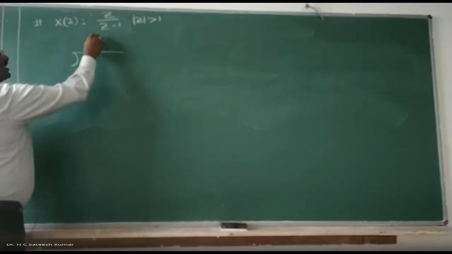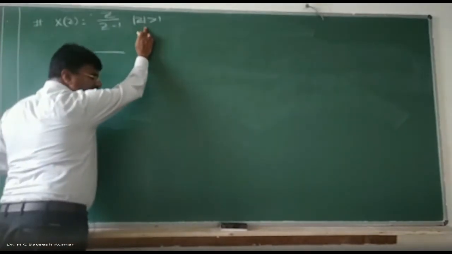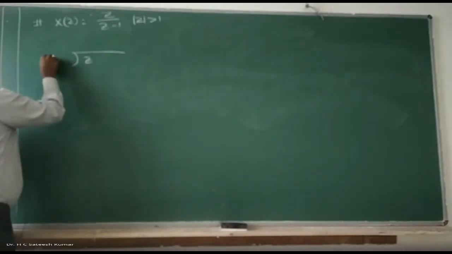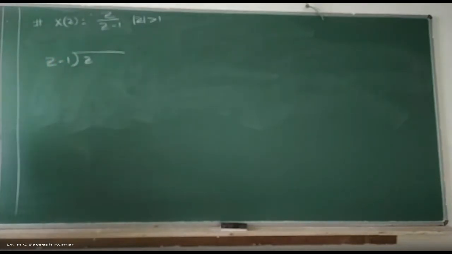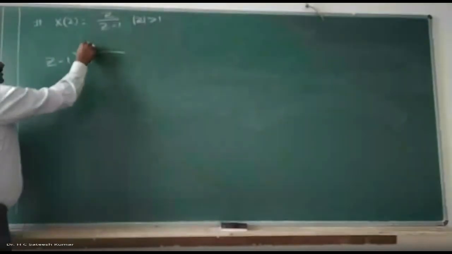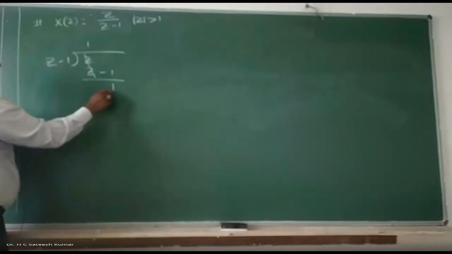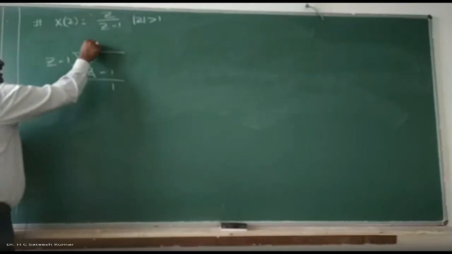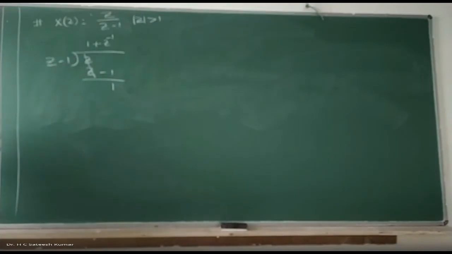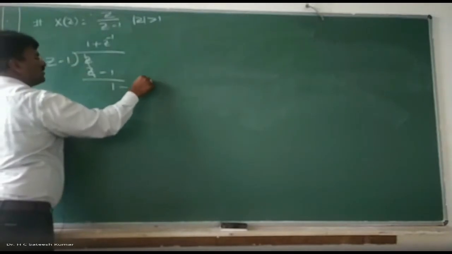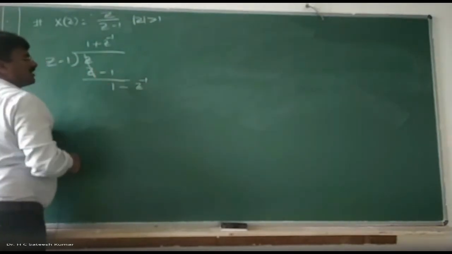Divide the numerator. Mod z greater than 1 means a right-handed sequence. Therefore, what you should write: z divided by z minus 1. Now you divide this one. If you want to get z, you should write 1. 1 times z minus 1, this z gets cancelled. You will get 1. To get 1, z to the power of minus 1 into z is 1. Minus z to the power of minus 1 into minus 1 is z to the power of minus 1.